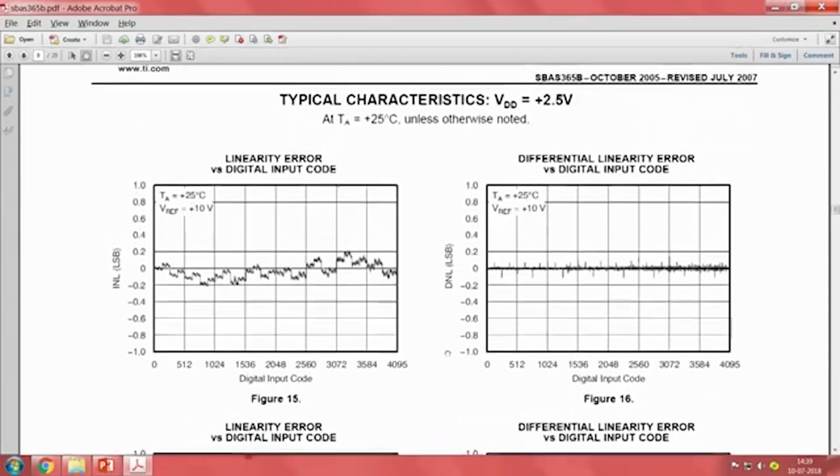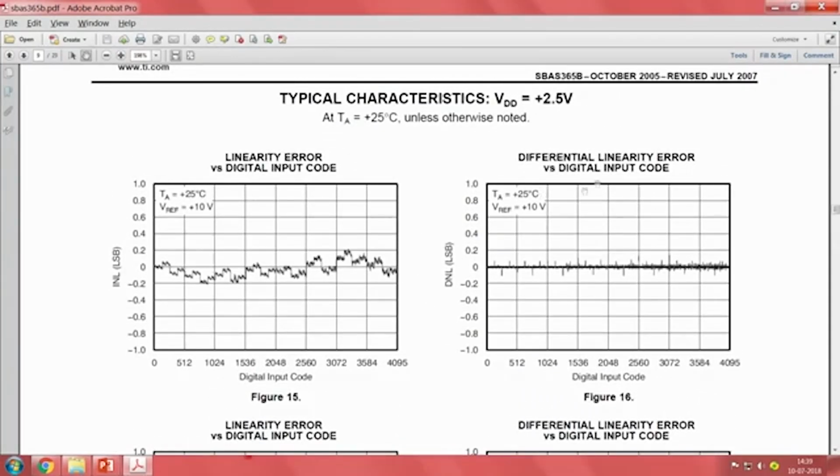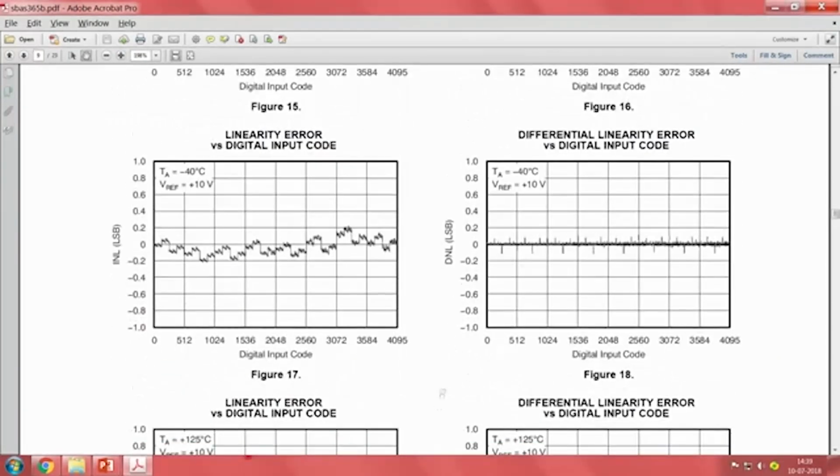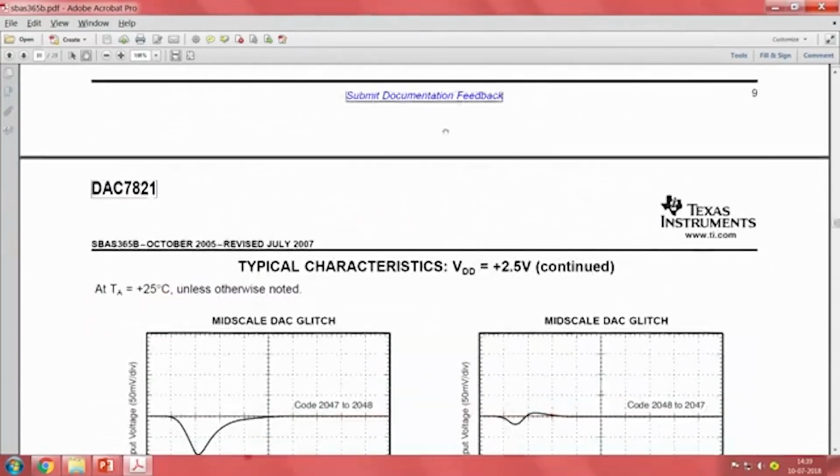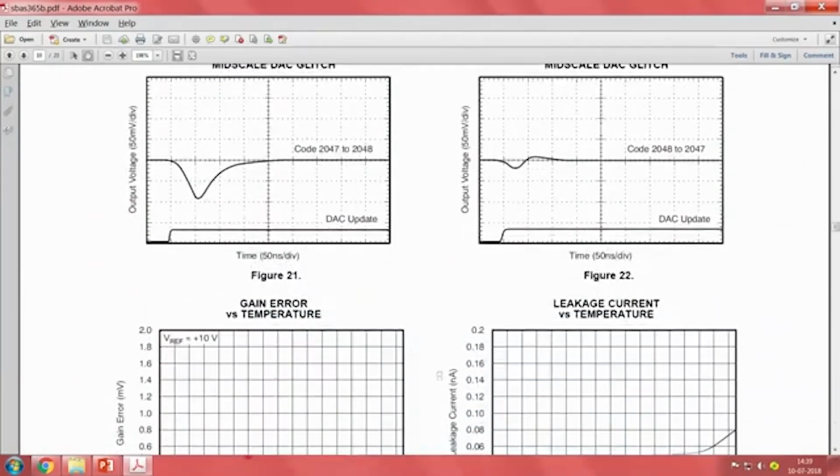So, that is what they have done. They have characterized the linearity error and the differential linearity error. I hope that is clear to you. Then typical characteristics, mid scale error, gain error.